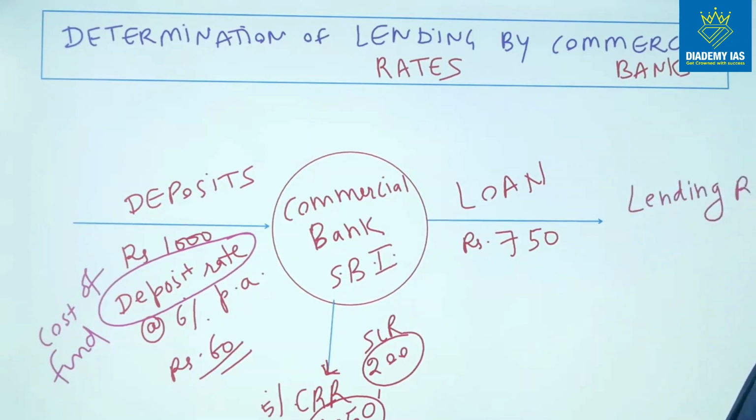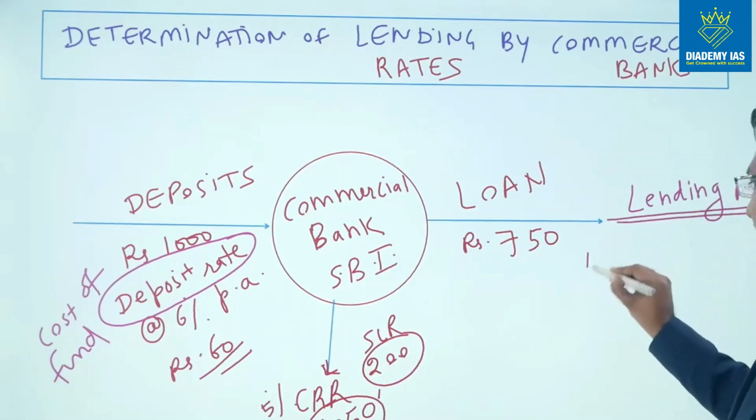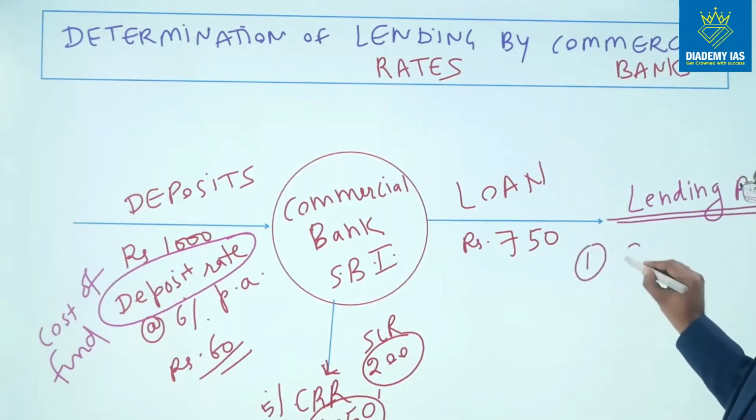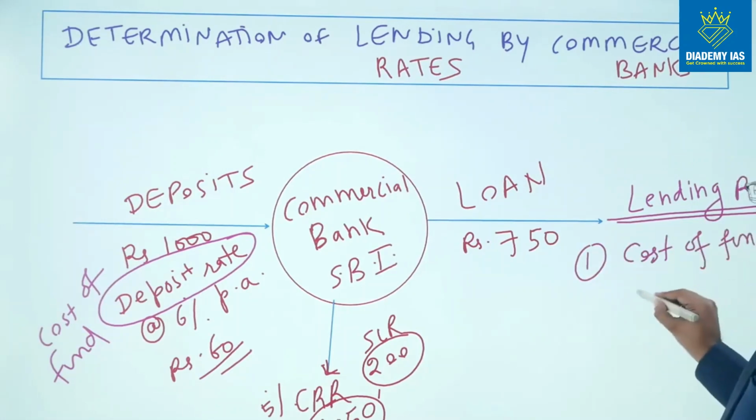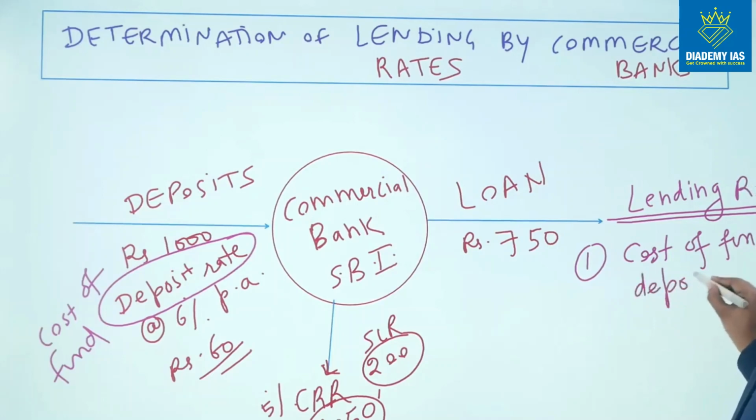So the first component of the lending rate. Let us see the lending rate calculation. The first component of the lending rate will be the cost of fund, or in other words deposit rate.